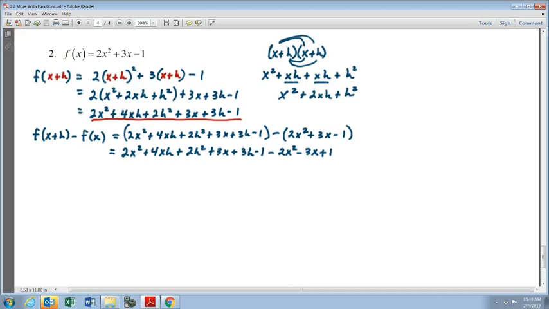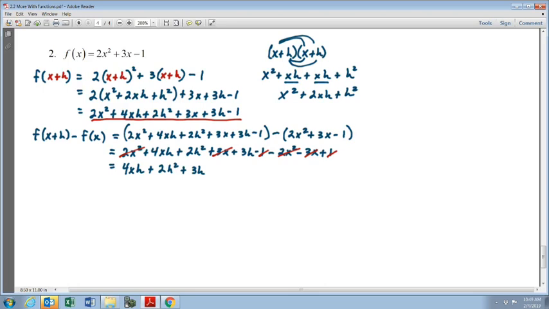Now let's look for our like terms here. We have a 2x squared and a minus 2x squared, so those cancel each other out. We got a 3x and a minus 3x, and notice the minus 1 and the 1. What you're going to find when you do this kind of problem is all of these terms from f of x end up canceling out. It's a nice thing to know and to look out for. And so what's left? We got 4xh plus 2h squared plus 3h.